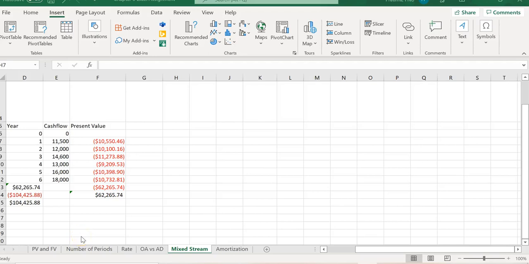Hello everyone. This is in continuation with today's live session. We completed other tabs except for the last two tabs, mixed stream and amortization tab. In the mixed stream tab, we are trying to calculate the future value of different cash flows.